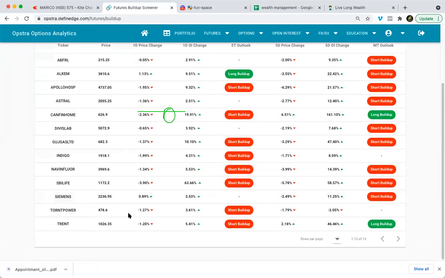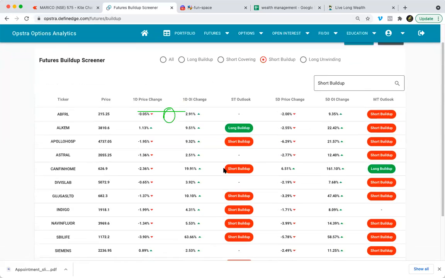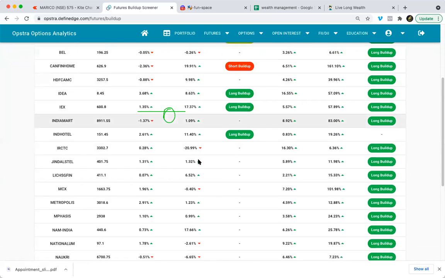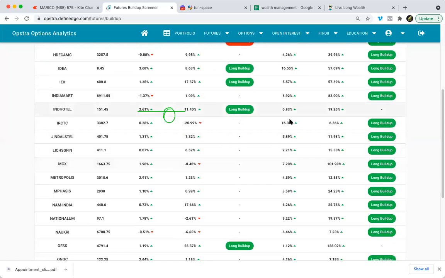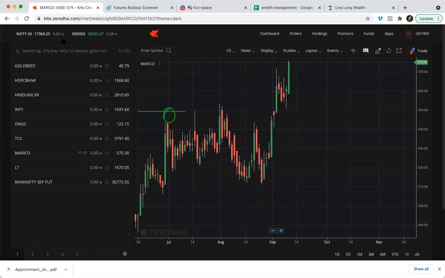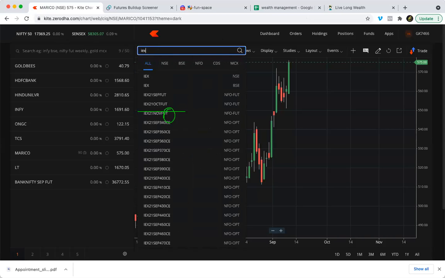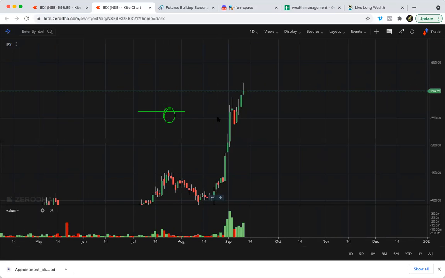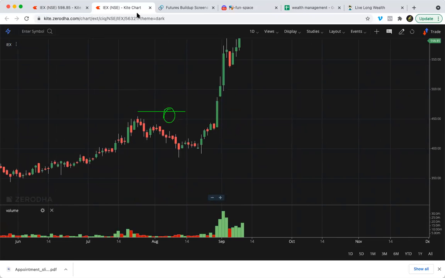For example, let's have a look at some stocks that we see over here in a long build-up. I see that IEX is in a long build-up. If you would like, you could take out the charts of IEX and see for yourself whether these charts look really bullish to you. Definitely the stock is extremely bullish, and the breakout has actually happened somewhere over here.